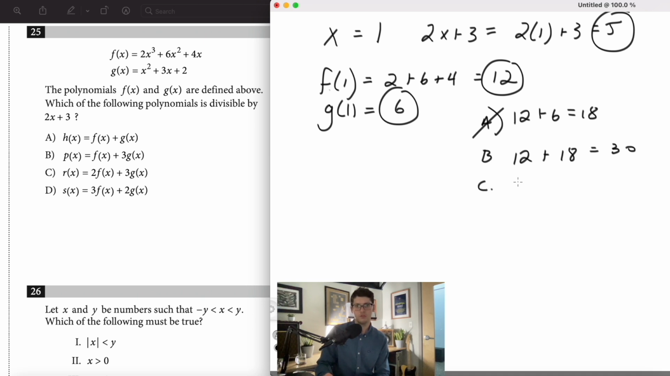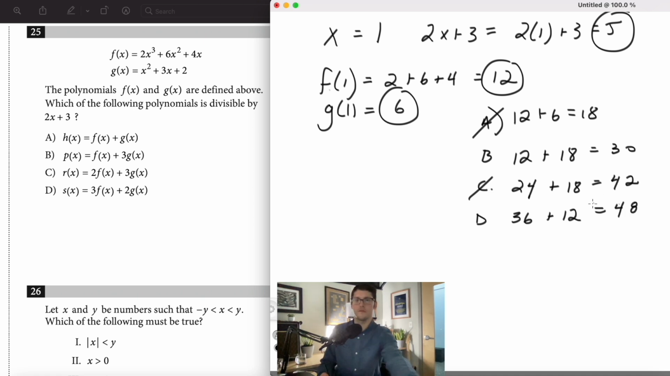Let's try out C. C says 2 groups of 12, which is 24, plus 3 groups of 6, which is 18. That's equal to 42. Not divisible by 5. And then D says 3 groups of 12, which is 36, plus 2 groups of 6, which is 12. That's 48. I can do the math, I promise. The only one that's divisible by 5 is B. That's the only one that works. Don't believe me? Try out some other values. Bottom line is, this one works.